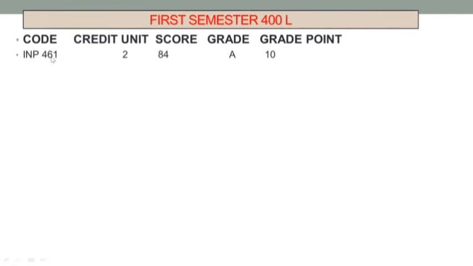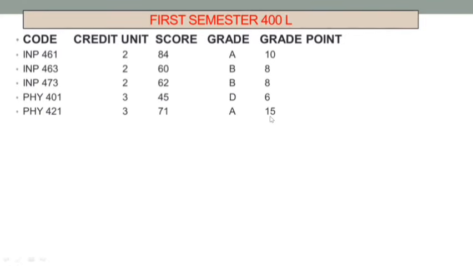IMP 464 is a 2 unit. He scores 84, A, 10 points. Yes, he has woken up. Another 60, B, 8 points. 2 unit B again, 8 points. Good. D, oh, 6 points.